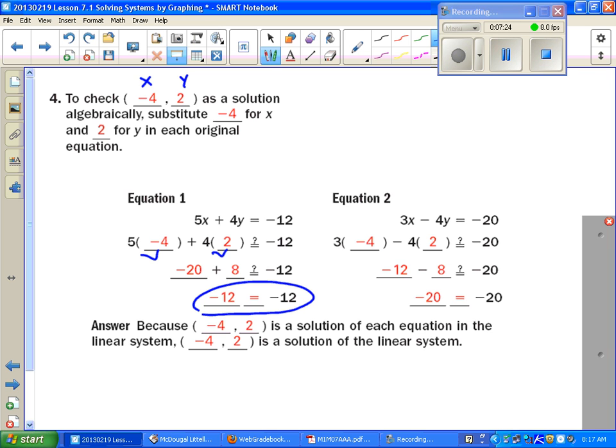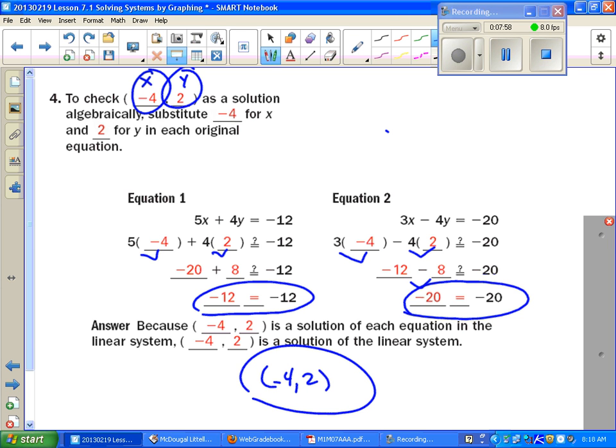The second equation, as you look at it, you're plugging in, again, x comma y, -4, 2. So 3 times -4 is -12, and -4 times 2 is -8. -12 minus 8 gives you -20. This is a true statement as well. It says because -4, 2 is a solution of each equation, then it is a solution of the linear system. You would present your answer as -4, 2, written as an ordered pair.